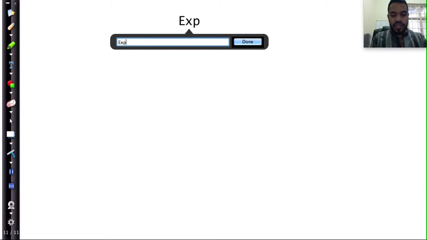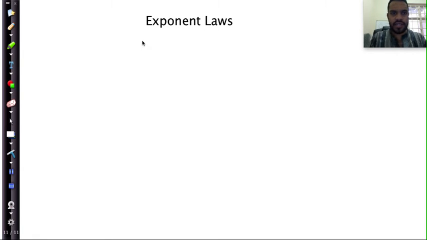Okay, so now we are starting to deal with exponents, right? Or exponent laws. That's what we're going to look at in this particular lesson. Now first let's talk about what is exponentiation. Well, something you already know is exponentiation is just repeated multiplication.